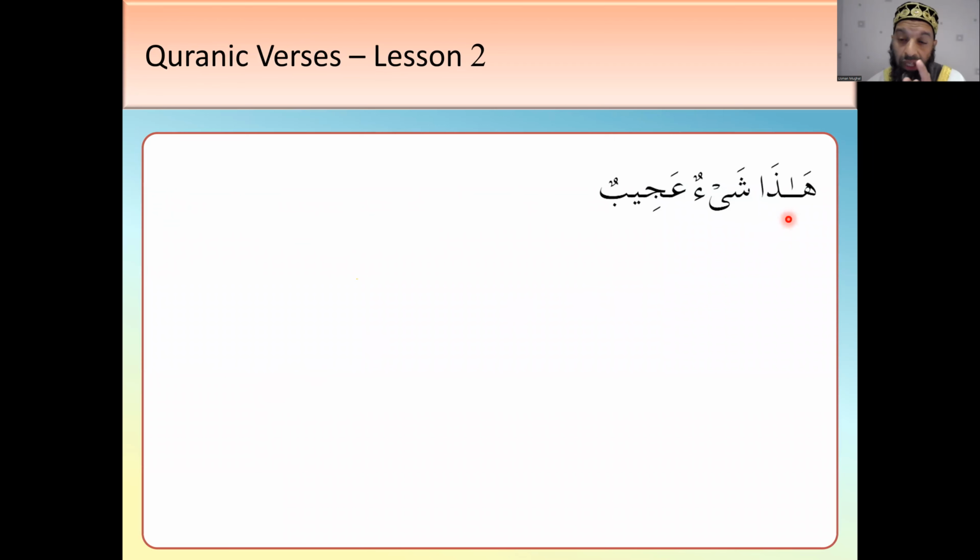Right, so look at this one. Hadha. Okay, I've taken the verse out now so you can't see it. Try not to look at your books. Let's see if we can write down what hadha means. What's hadha mean? This. Okay, this is this. Shay'un ajibun. We've not done shay'un ajibun.